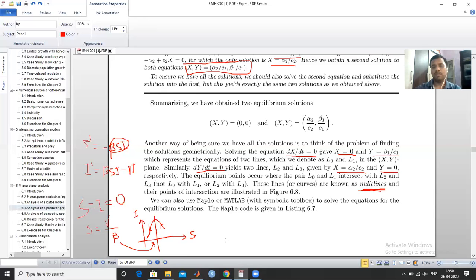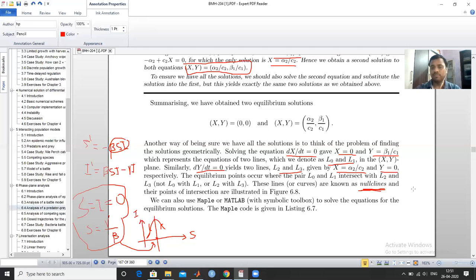Similarly, these lines are known as the null lines for this model: S is equal to 0, I is equal to 0, and here the lines are represented by L0, L1, L2 and L3. So what are the equilibrium points? Equilibrium points are at the intersection of these lines. Suppose this line and this line give 0, 0, and this line and this line give another point, so this point is also an equilibrium point.